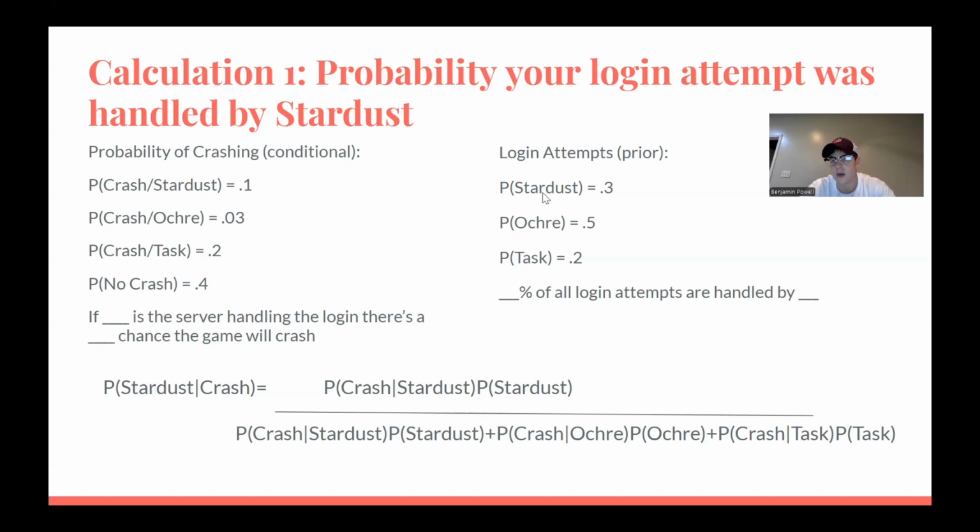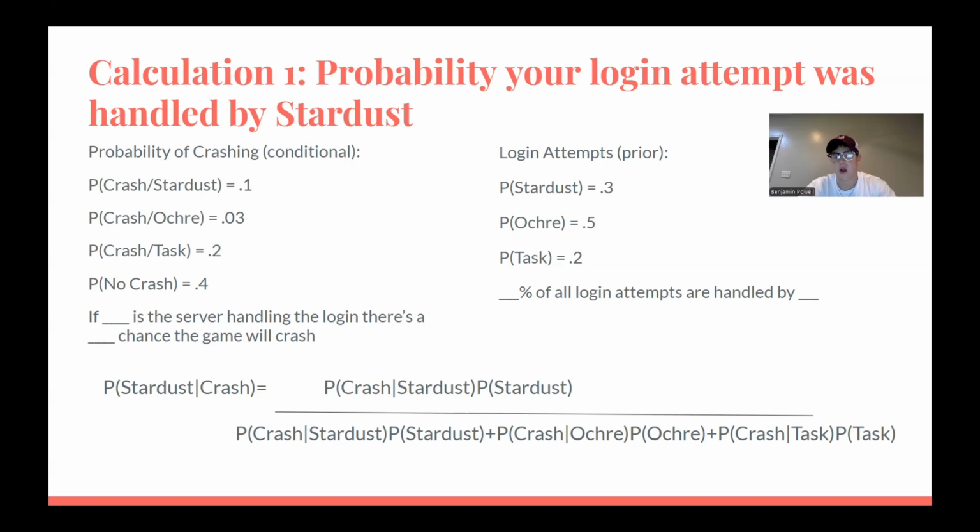Moving on to login attempts, or the prior. Essentially what this means is that prior to choosing a server, a certain percentage of the login attempts are handled by a certain server. So for instance, for P(Stardust), the probability of Stardust, 30% of all login attempts are handled by Stardust.